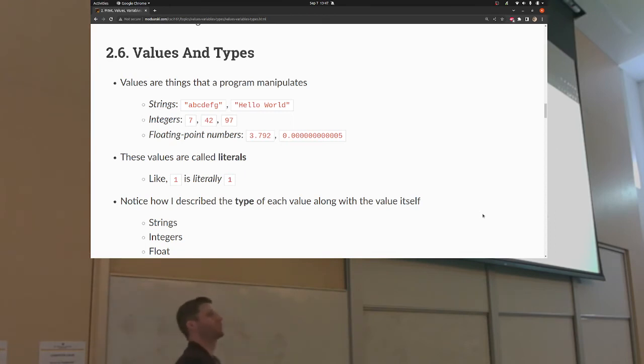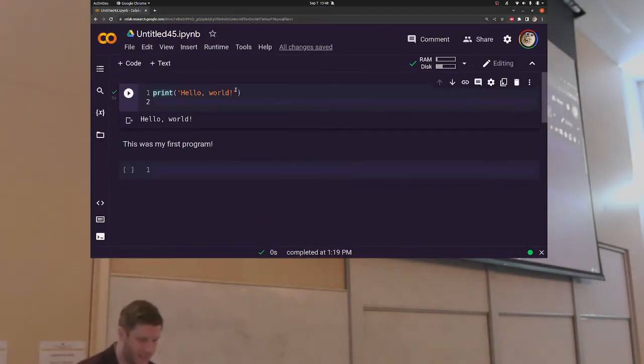Very common values that you will be using will have these types here: strings, integers, floating point numbers, there's a bunch more. But when I said print hello world, I gave that print function the string hello world because I put it between quotes. Did anyone in here try to do it without the quotes? It probably said name error, I don't know what that means, right? Yeah, because you need the quotes. Let's see what happens if I actually get rid of the quotes.